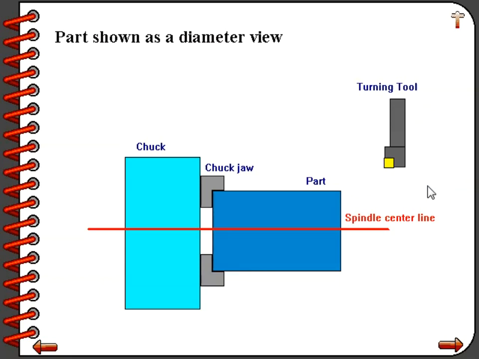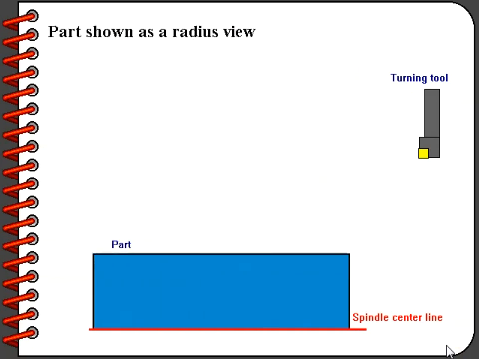In future simulations, we won't be showing you all of the details shown below. We will be showing you only the upper half of the workpiece, otherwise known as a radius view. The tool will still come from the upper right-hand corner just as it would on a conventional turning center.